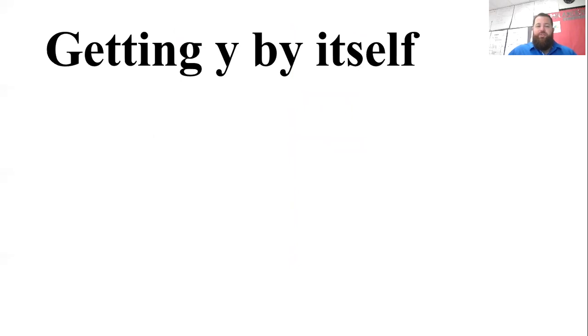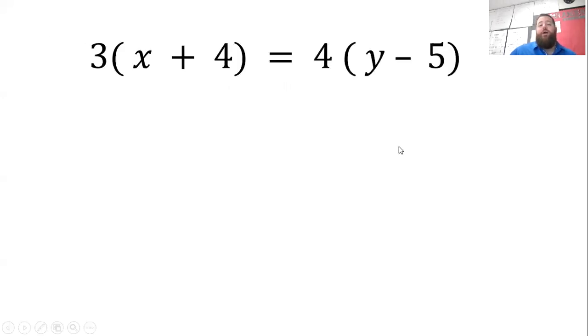All right, so let's talk about the last one, getting y by itself. So that's what number 5 and 6 are like, okay? So we've been doing these types of problems, but I just want to practice this with you. So I have 3 times x plus 4 equals 4 times y minus 5. So what I'm going to do is I'm going to go ahead, I'm going to distribute. Oh, sorry. Identify the variable.